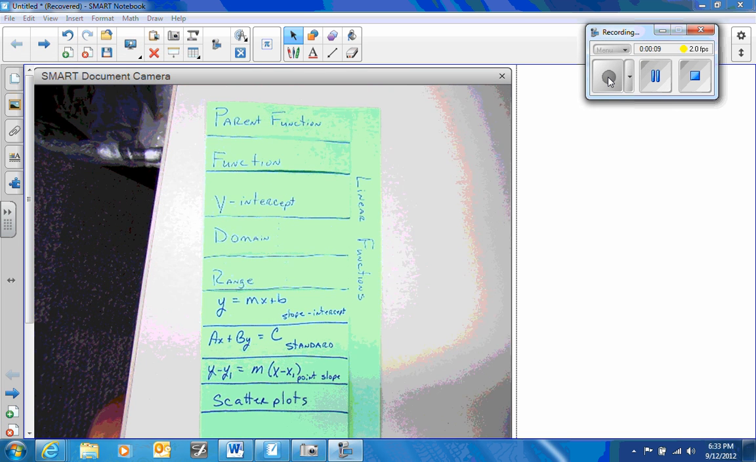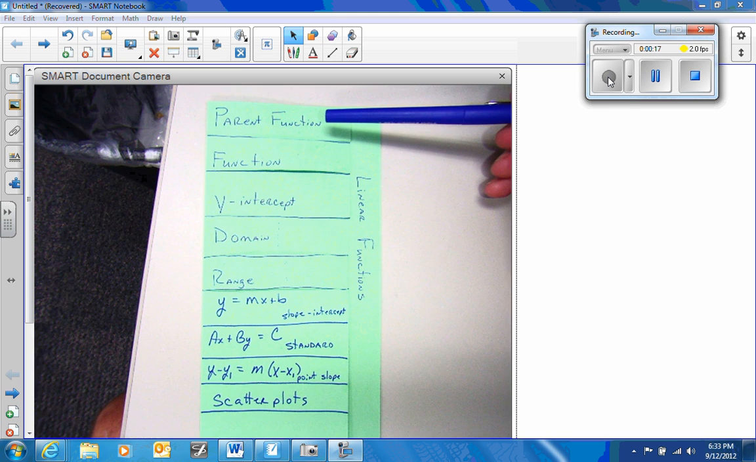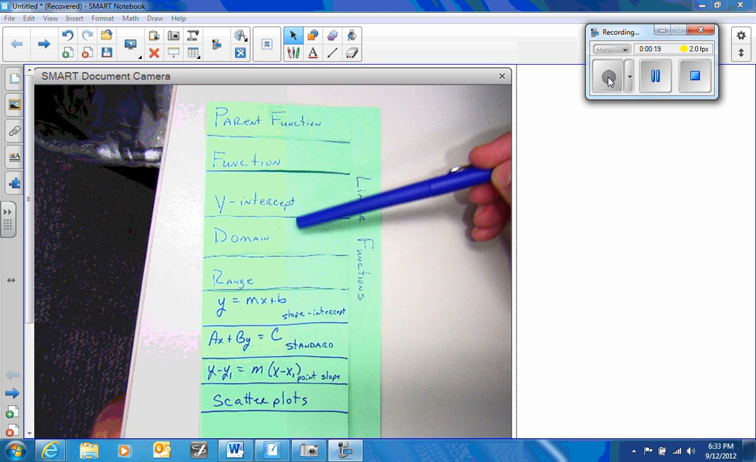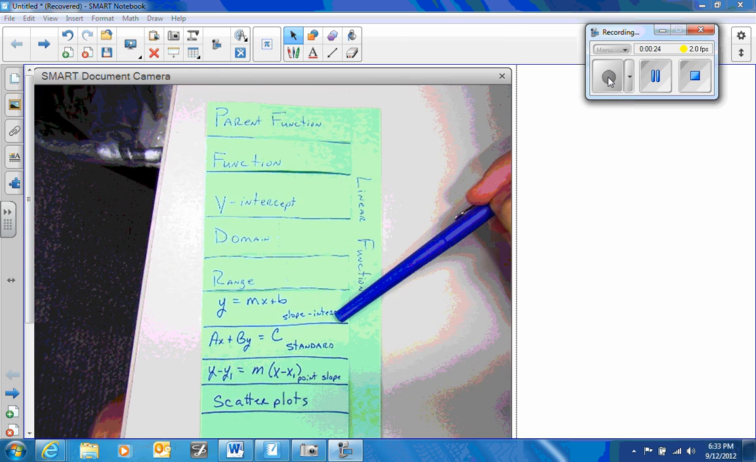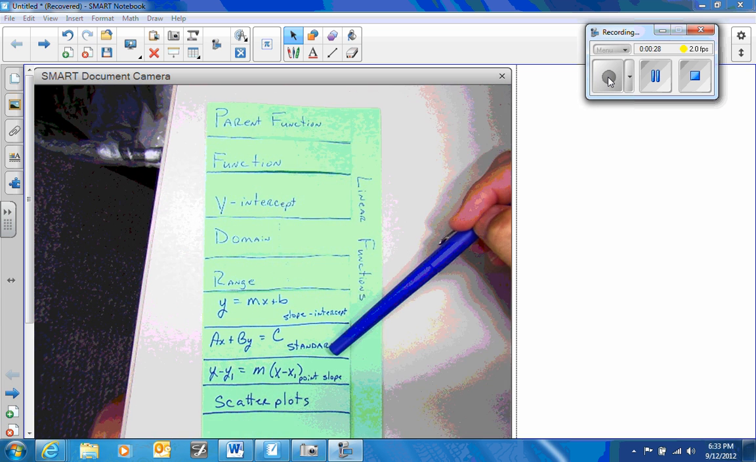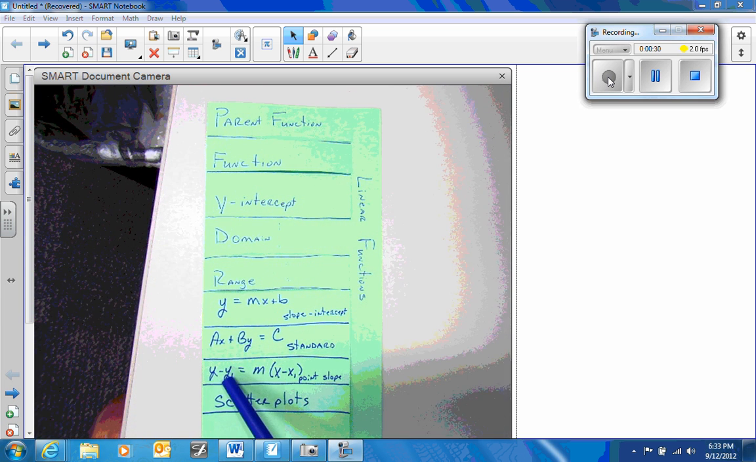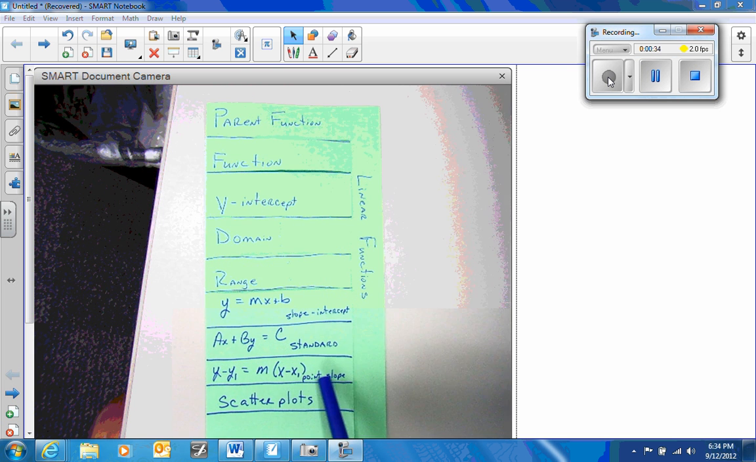All right, when you come into class tomorrow, this is the flip book you needed to have created. Notice linear functions. I want these titles: parent function, function, y-intercept, domain, range, y equals mx plus b, which is your slope-intercept. I need ax plus by equals c, which is your standard form. I need y minus y1 equals m times x minus x1. This is called your point slope form.